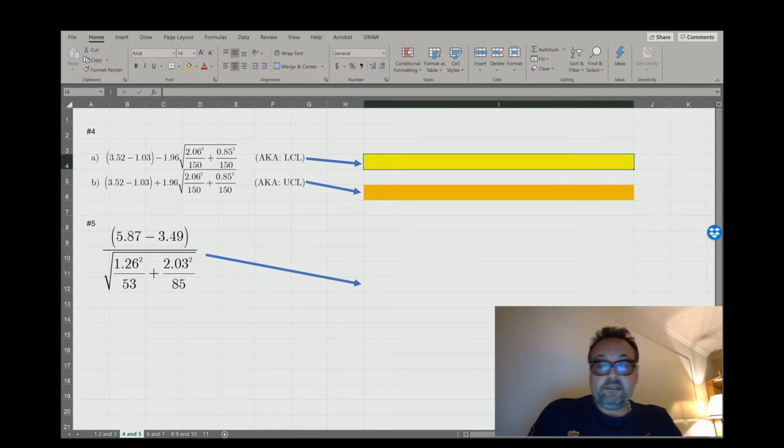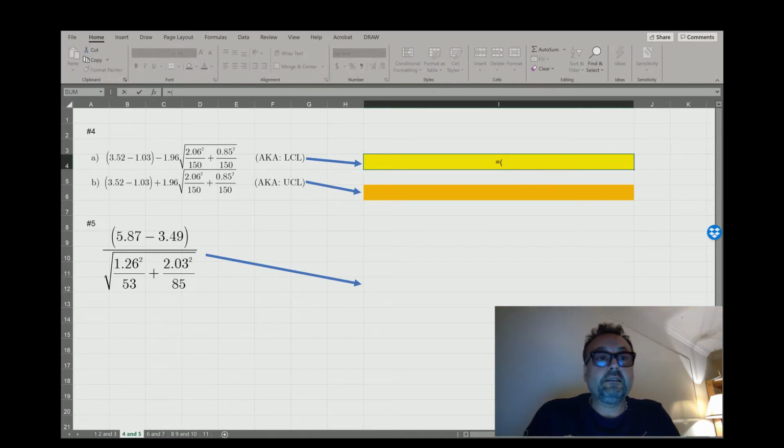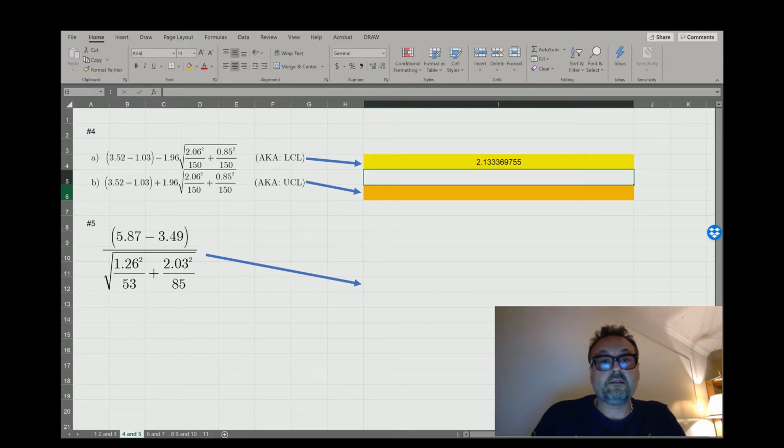So you see it starts with a parentheses, so you type equal to, always, parentheses, and you just basically type what you see, 3.52 minus 1.03, close parentheses, minus 1.96 times, which is the asterisk, square root in Excel is SQRT, of 2.06 squared divided by 150, plus 0.85 squared divided by 150 again. And that's how you type that. And there's the answer. And you round it off to any decimal place your instructor asks you to, or I ask you to.